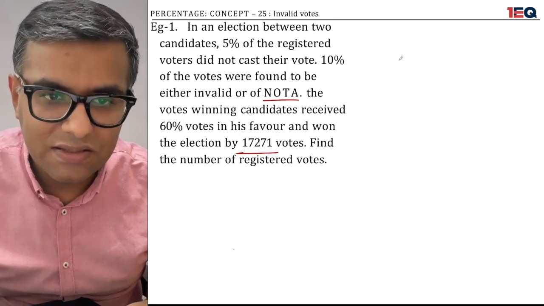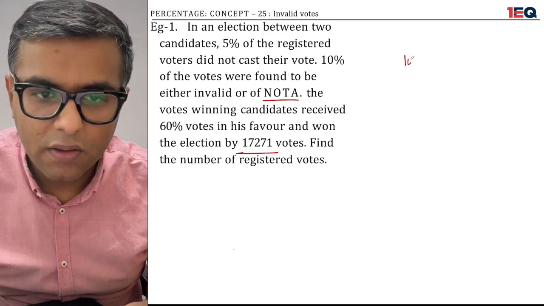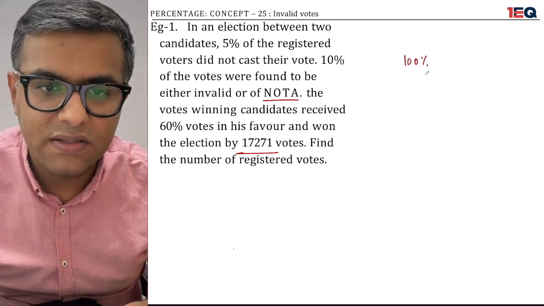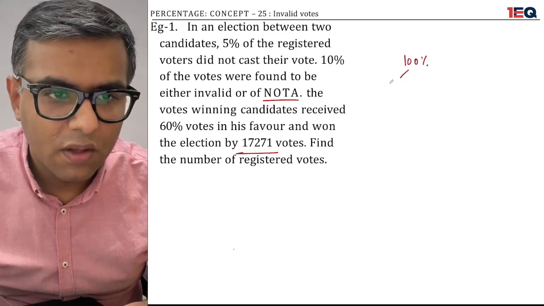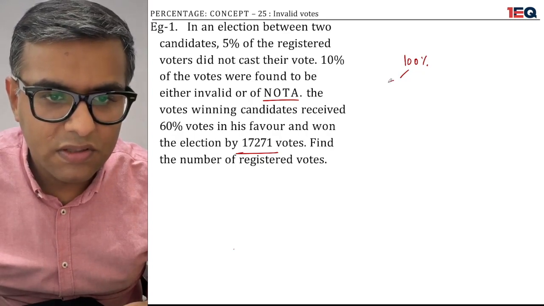Okay, so I'll just start solving it. There are 100% votes which were cast in the beginning. 5% voters did not cast their vote.